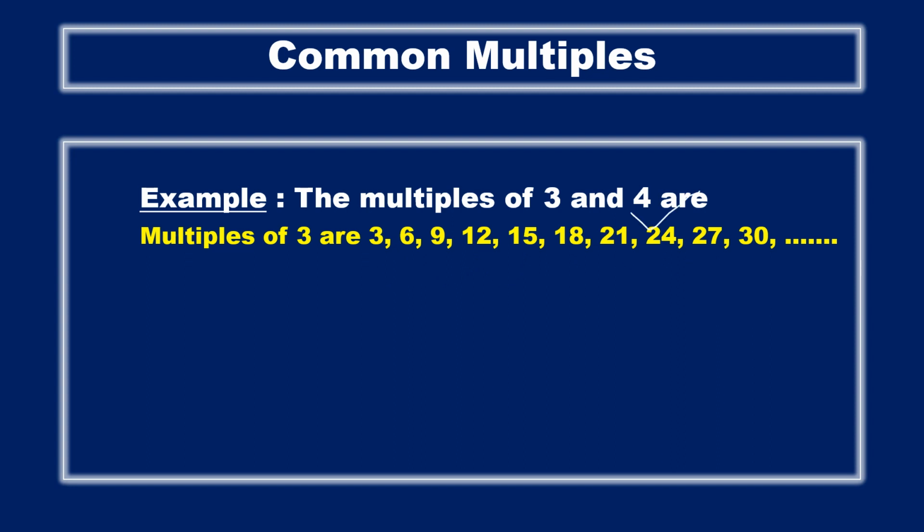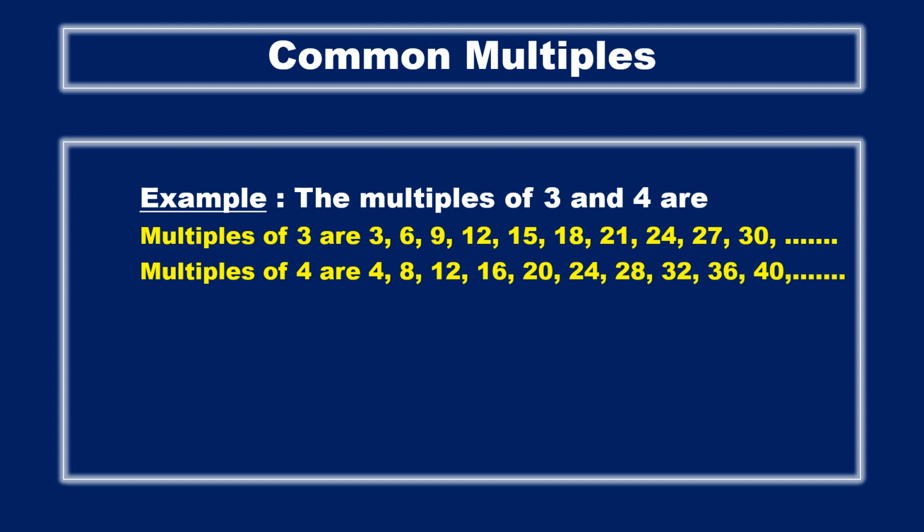Now the next multiple is 4. Again the 4 multiples: 4 ones are 4, 4 twos are 8, 4 threes are 12, 4 fours are 16, 4 fives are 20. In that way I have written this also till 4 tens, 40. Now here we have to pick out the common numbers. So let me take the common things.